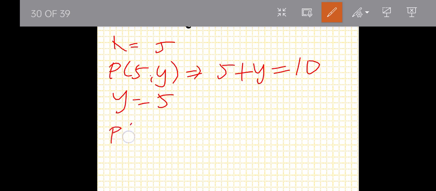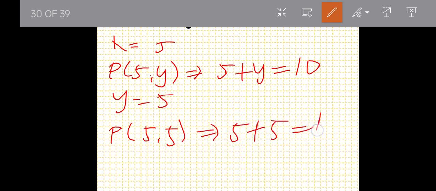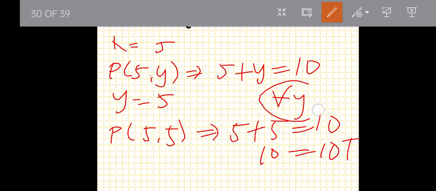And P of 5, 5 is 5 plus 5 is equal to 10. 10 is equal to 10. Totoo siya dito. Okay? Pero take note, for all Y. Okay? For all Y yung sabi sa ating given na expression. Kanina, yung inassign natin na value for Y is 3. Hindi ba? Hindi siya totoo.